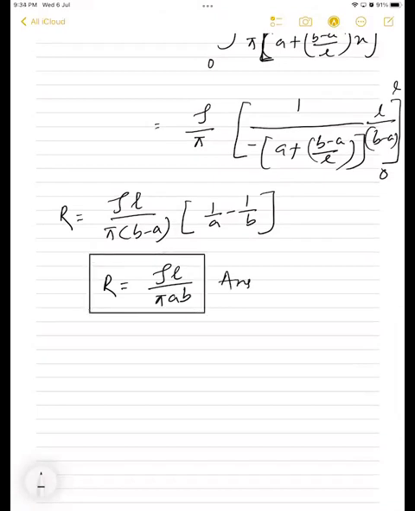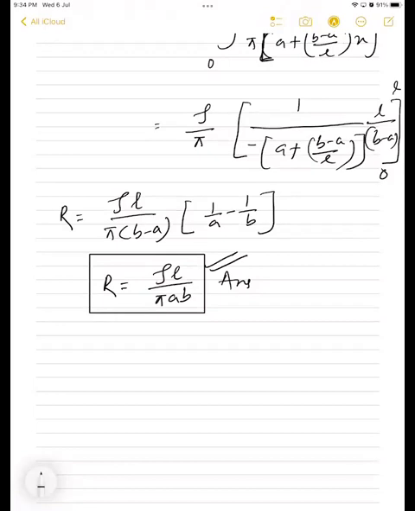Just remember this result because everywhere it is not required to derive it. Rho into L by pi a b, with 1 by a minus 1 by b, and b minus a is there. So this is the resistance of the conductor. All got, students? Got or not?